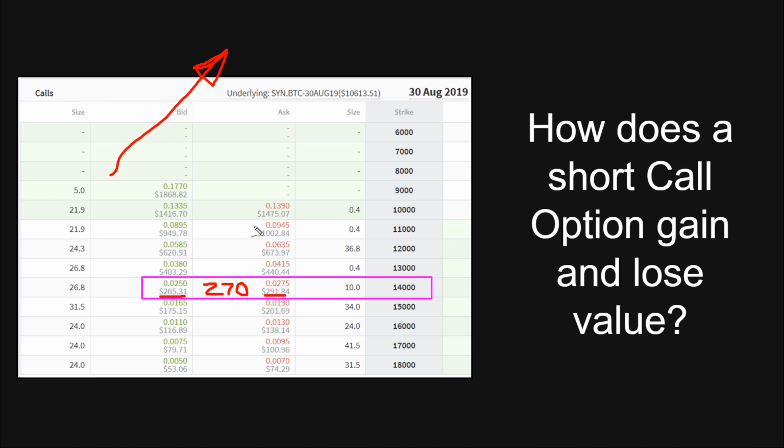Now, what happens if the price goes up by $1,000? So let's say today it's $10,000 and by tomorrow it goes up to $11,000. Well, more than likely that option is going to go higher in value. A long call option is going to go higher in value, and it's probably going to rise from 270 to about 425 or so. And if we sold this at 270, it would cost us $400 and something to buy it back. That means that we're losing value in that call option if we sold it.